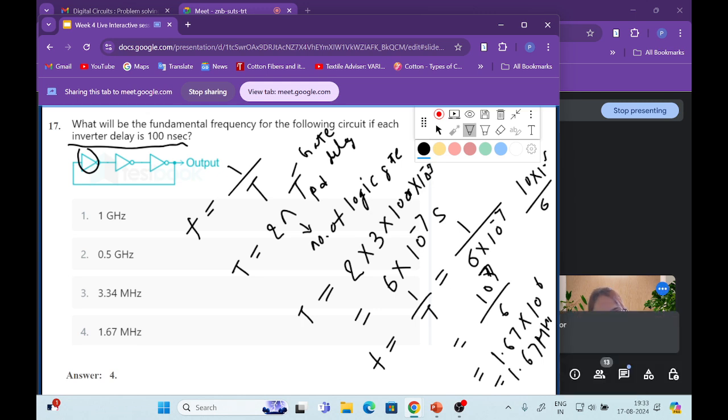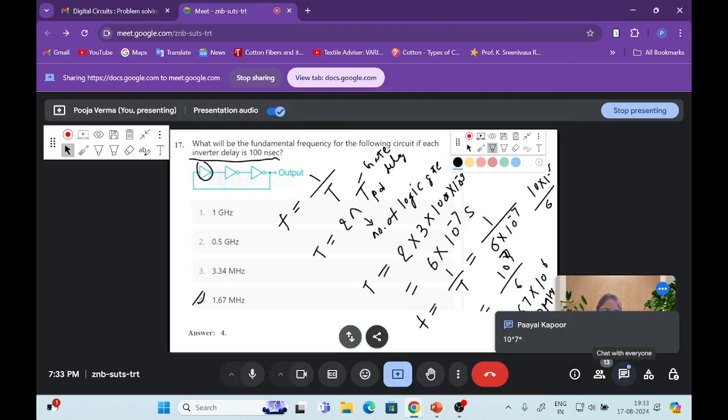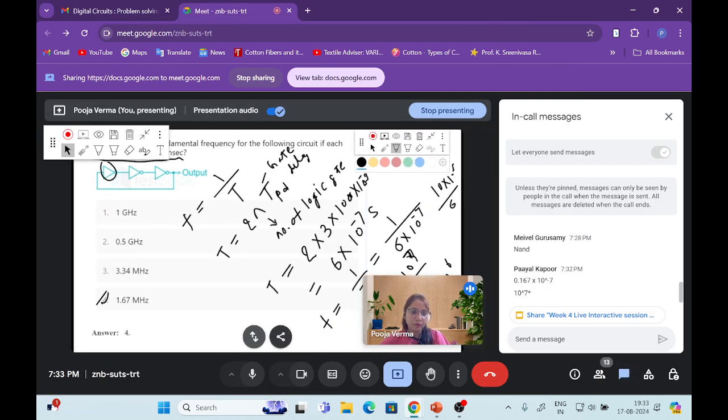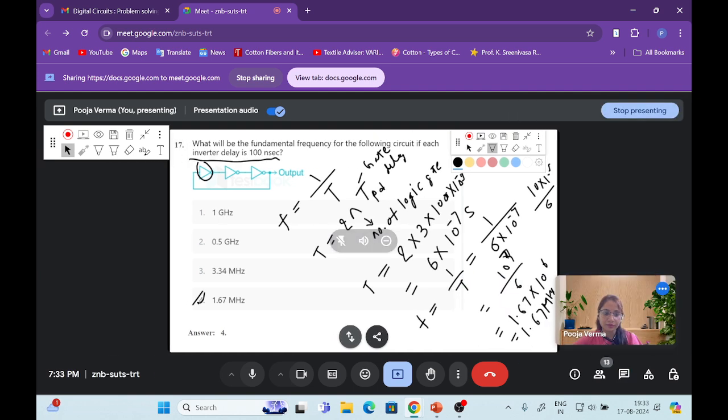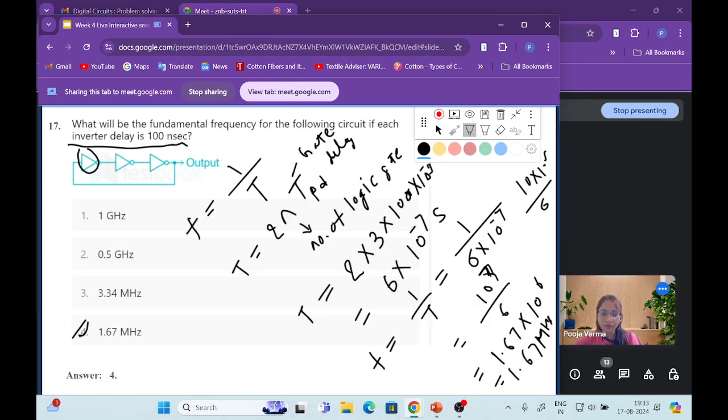It is megahertz. So option 4 is the correct option in this case. Yeah. And if you multiply by 10, 1.67 into 10 to the power 6, and 10 to the power 6 is called megahertz. Okay. So 1.67 megahertz. Option 4 is the correct answer for this question.